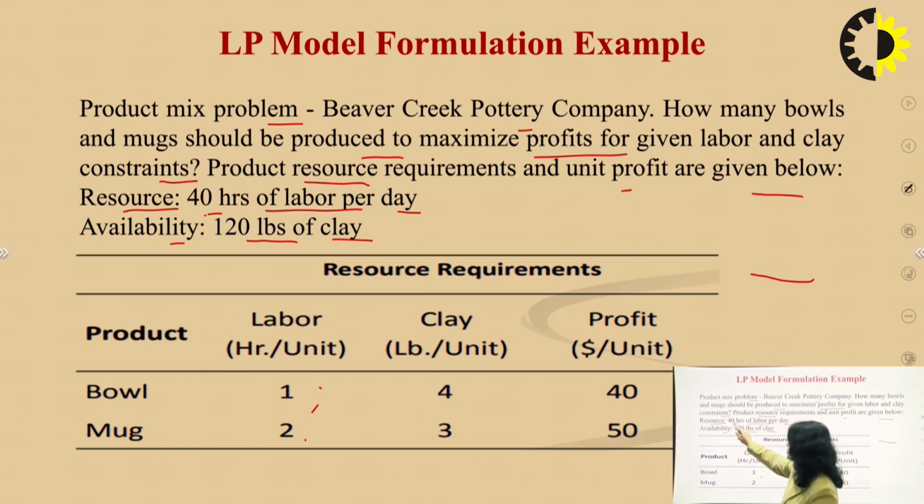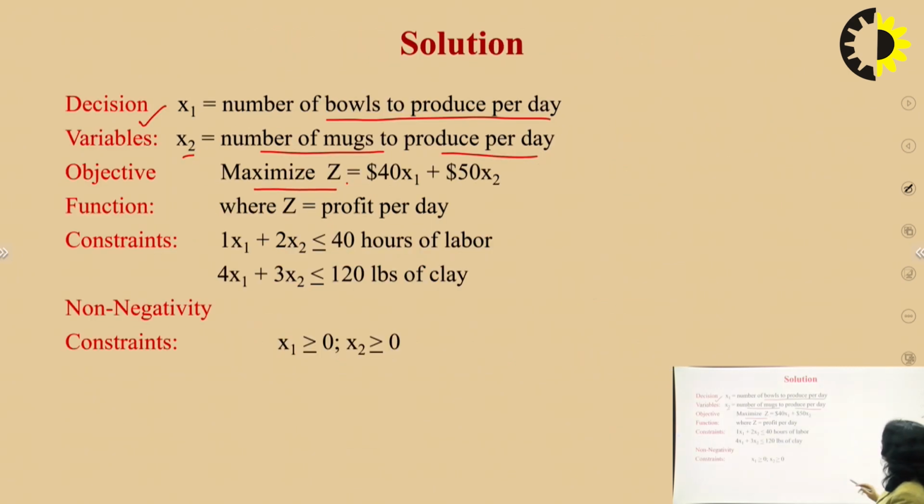So this is the maximum term. So our constraint will become 1x1 plus 2x2 less than or equal to 40. 40 is the maximum limit. So the symbol will be like this: 1x1 plus 2x2 less than or equal to 40 hours of labor. So this is our first constraint.